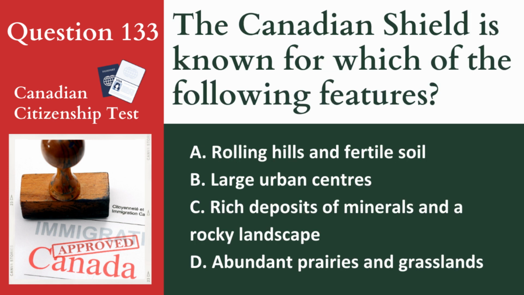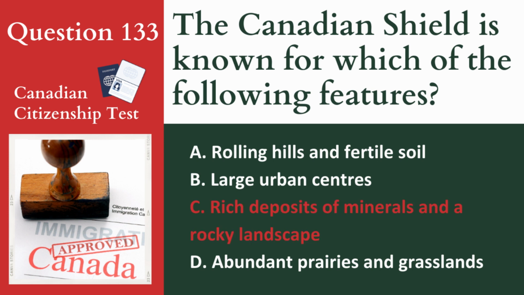Question 133. The Canadian Shield is known for which of the following features? A. Rolling hills and fertile soil. B. Large urban centers. C. Rich deposits of minerals and a rocky landscape. D. Abundant prairies and grasslands. Answer C. Rich deposits of minerals and a rocky landscape. The Canadian Shield is a vast geological shield covered by a thin layer of soil with rich mineral deposits and a predominance of rocky landscapes.